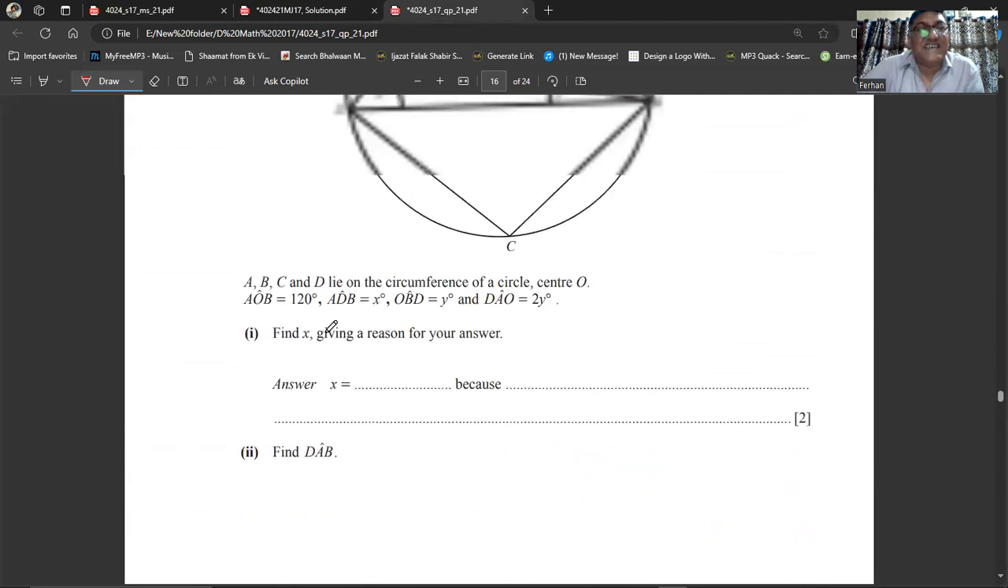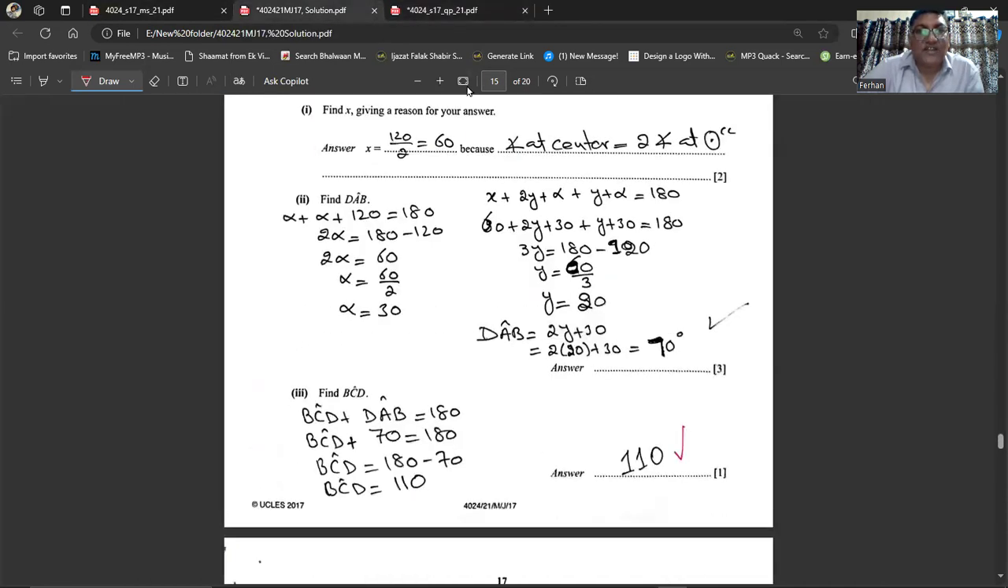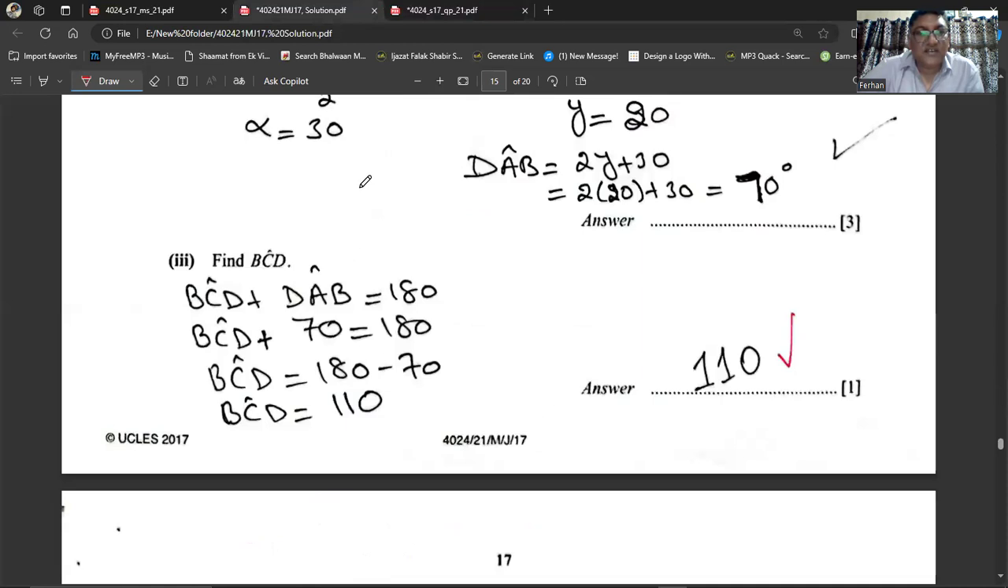He says find BCD. Where is BCD? They want this angle. ABCD is a cyclic quadrilateral. So these angles are the angles in the opposite segment, so their sum will be equal to 180. Angle BCD plus angle DAB is equal to 180. The angles in the opposite segment are supplementary. That's the reason I have not written it here, but you can write: BCD plus angle DAB is equal to 180.